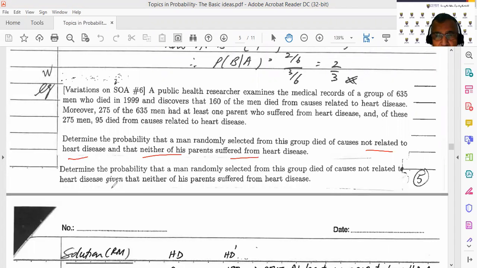And then for the second part, they say, determine the probability that a man randomly selected from this group died of causes not related to heart disease, given that neither of his parents suffered from heart disease.